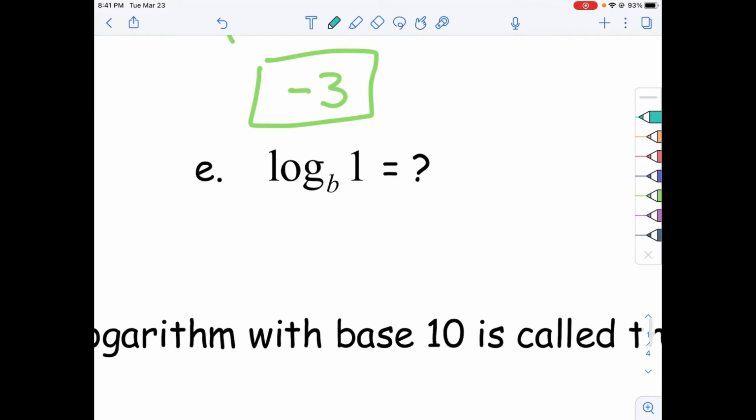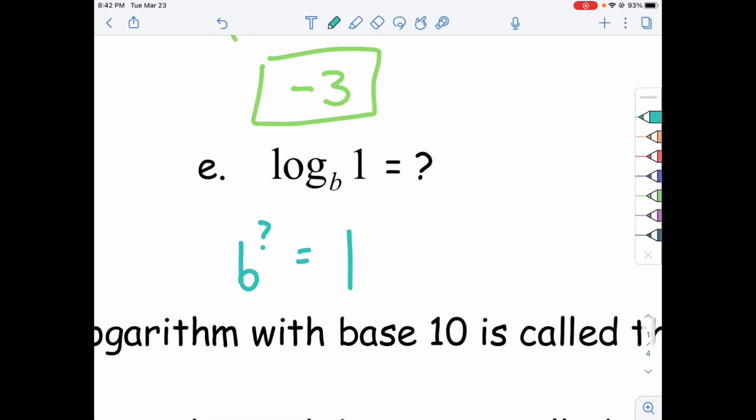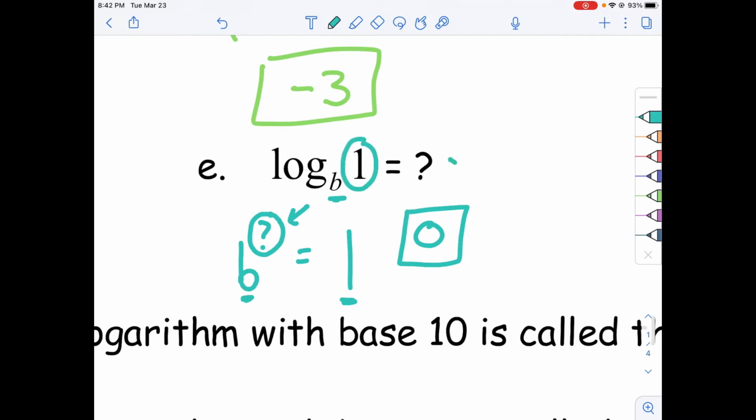Log base b of 1 is equal to question mark. So this is saying, what do we raise b to in order to get 1? Well, this is kind of a tricky one. This one's actually testing a log property that we are about to learn right now. So any base raised to what power gives us 1? So the question mark here is 0. The base doesn't matter. If 1 is inside of a log, your answer is always going to be 0.